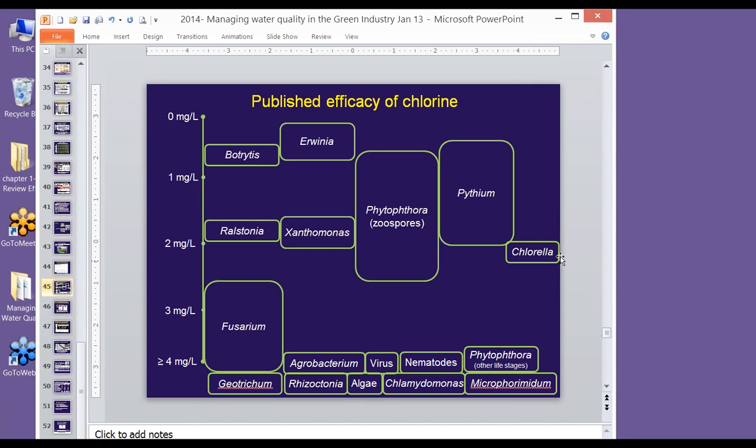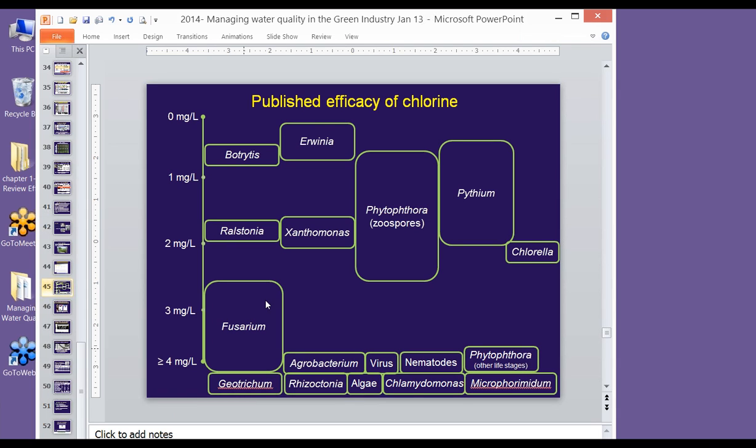So I'm not going to go through all of those, but I'll just give you an example of chlorine. What you're seeing in this graph is an increased concentration of chlorine here, and then the different pathogens where there's published efficacy data. What you see is that at different concentrations, it becomes very complicated when we're trying to make a decision of how much to dose. Because you can see a lot of the pathogens are controlled here, but we have a lot of resistant pathogens who need more than 4 milligrams per liter of chlorine.